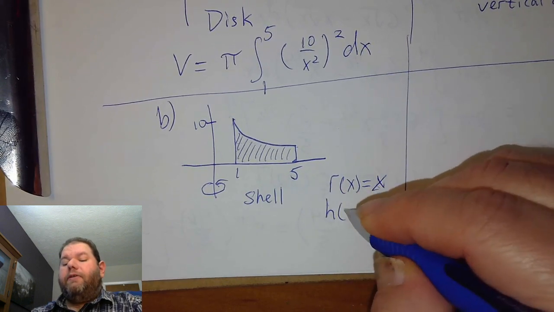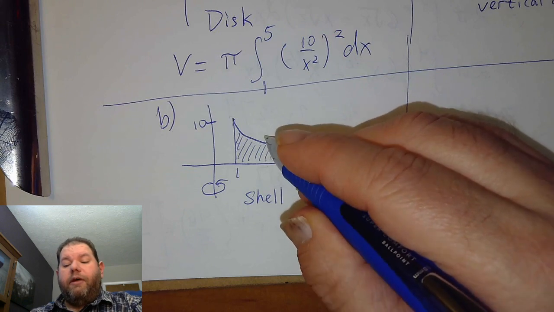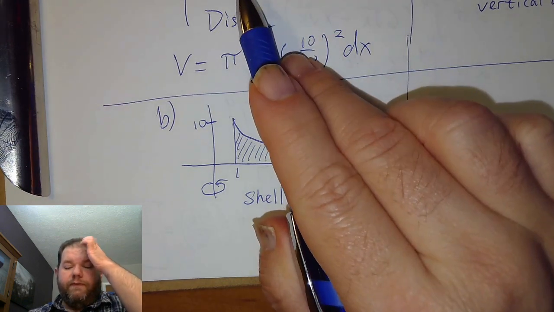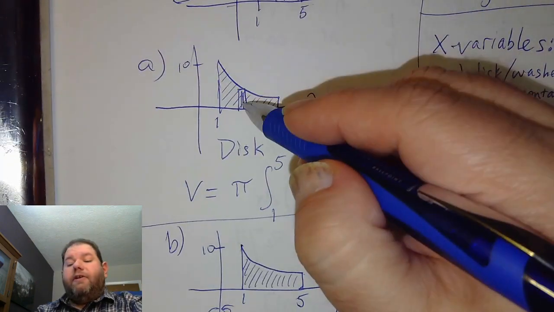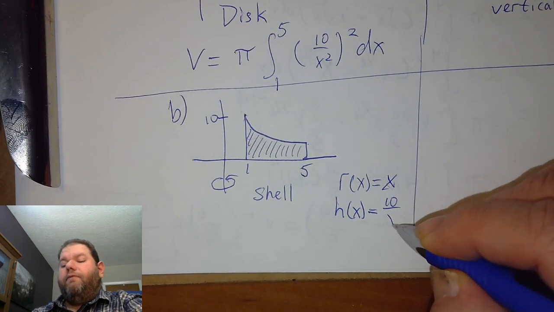Our height, in this case, h of x, is just the vertical component between the top and the bottom edge, which is actually identical to what we used before in part A, except in this case it was the radius. So we'll use 10 over x squared for our height.